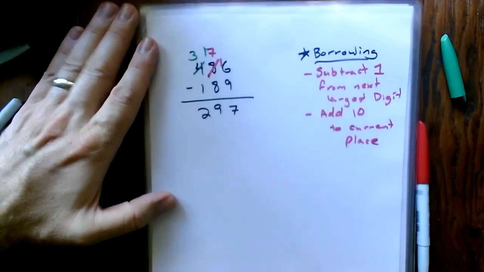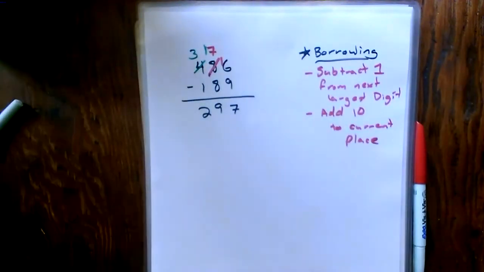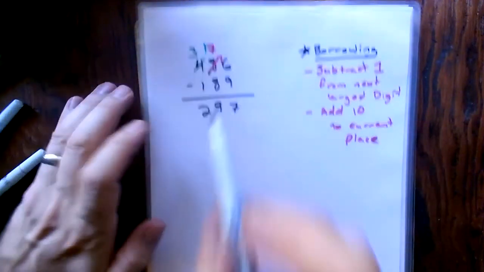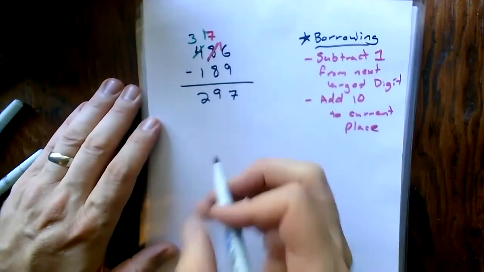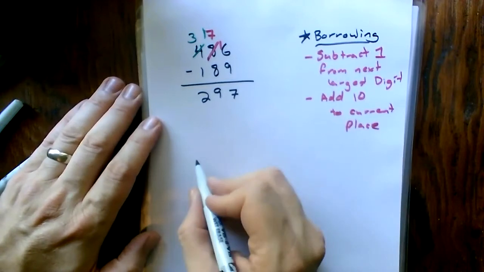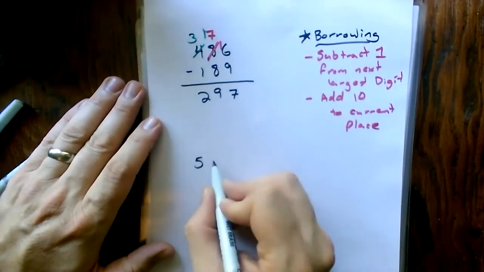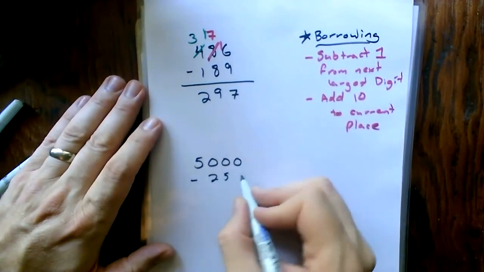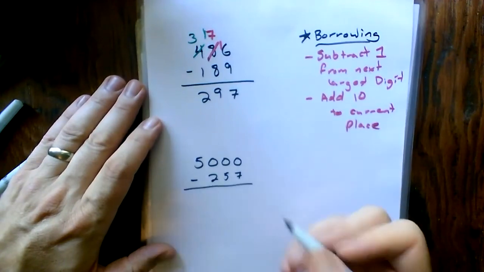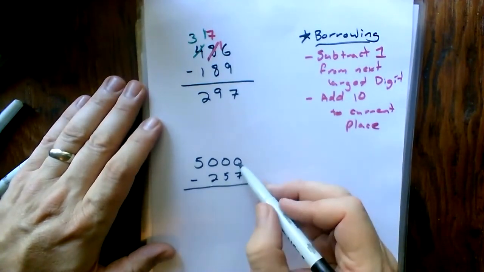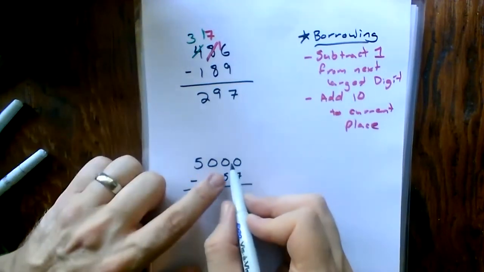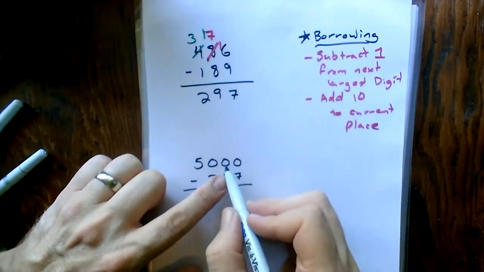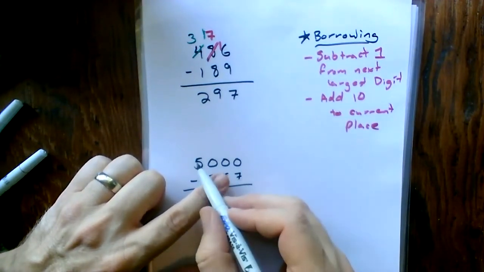Now, borrowing can be tricky, especially if we don't have a number that we can borrow from. So say I've got a number like 5,000, and I'm going to take away 257 from that. I can't take 7 from 0, and I can't borrow anything from this 0. But I could continue on that process and borrow 1 from this. Well, still no, but I could borrow from this.